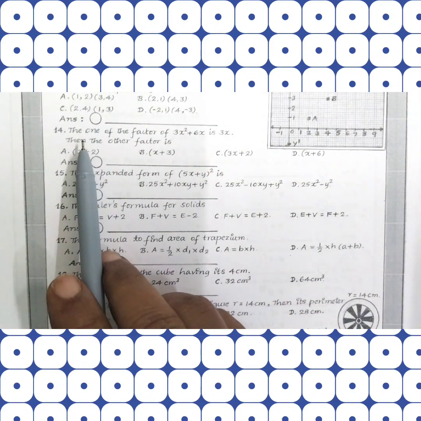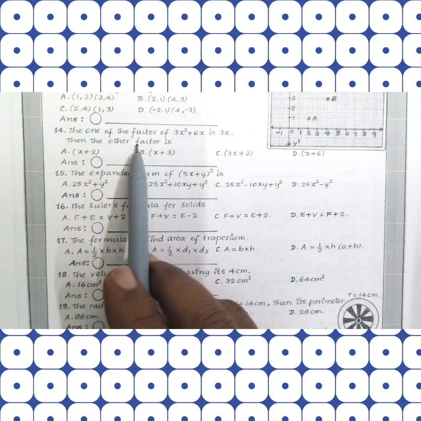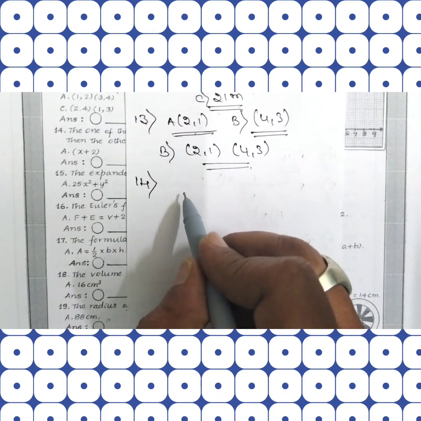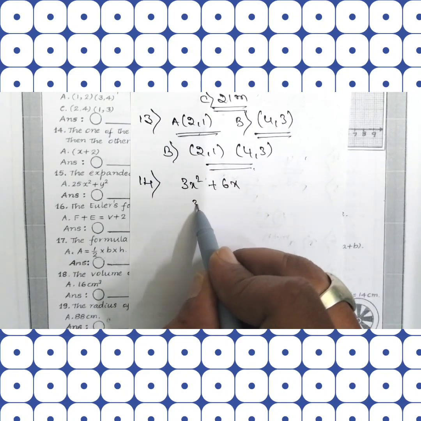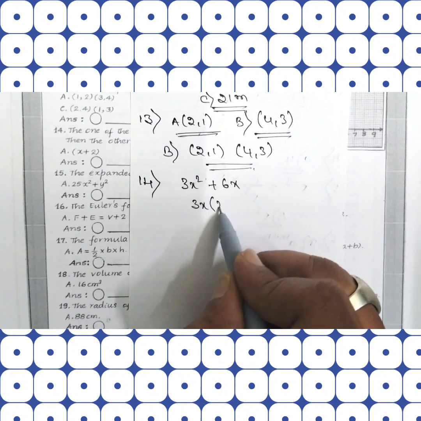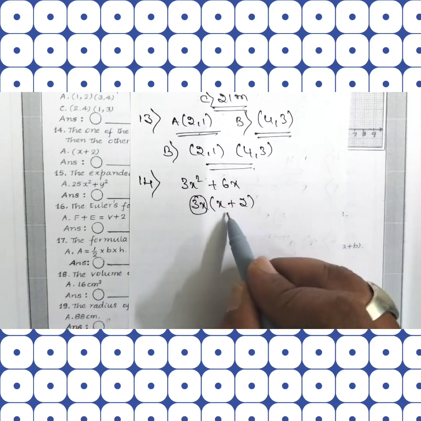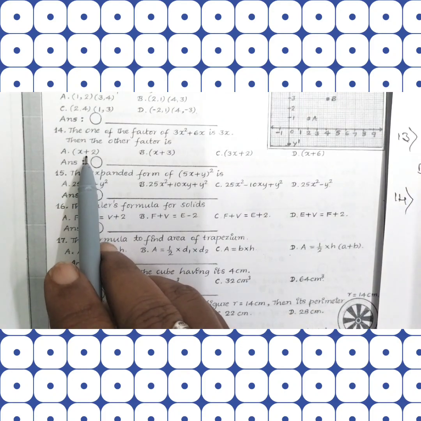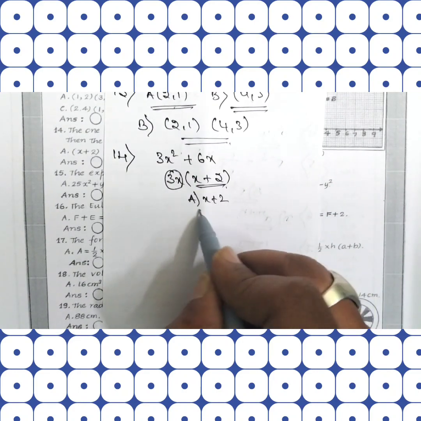The 14th question says: one of the factors of 3x square plus 6x is 3x, then the other factor is? So now let us answer this question. 3x square plus 6x. Taking 3x common from both, x remains; taking 3x common, 2 remains. They have given one factor, so the other factor is x plus 2. What is the other factor? x plus 2. So for the 14th question, option A, x plus 2 is the answer.